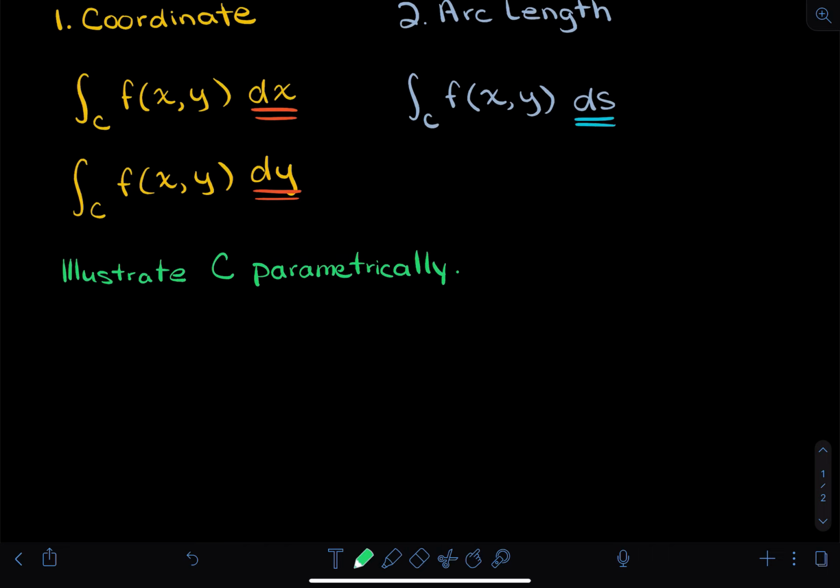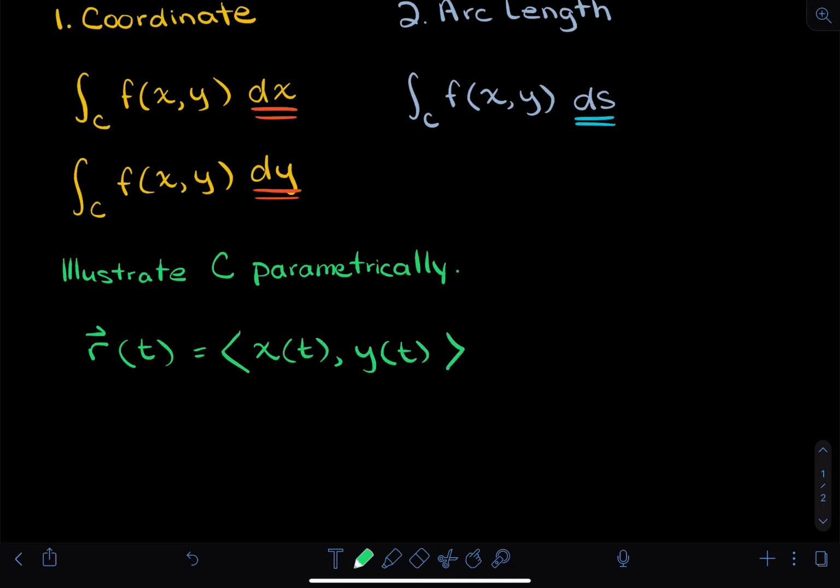So that would look something like this. We have the curve C that we might be given in the question, and we want to write it as some vector function here. In this case, I'll just denote it with an r. We're going to choose the parameter t, and now we want to write it like this, where we have two functions, x of t and y of t. And of course, we want to talk about this on some interval a and b.